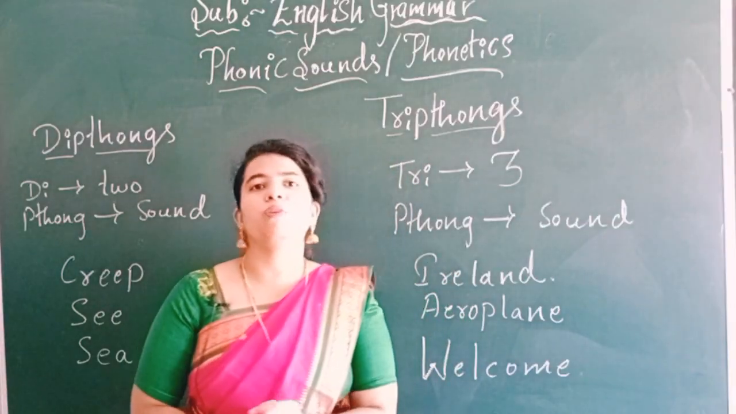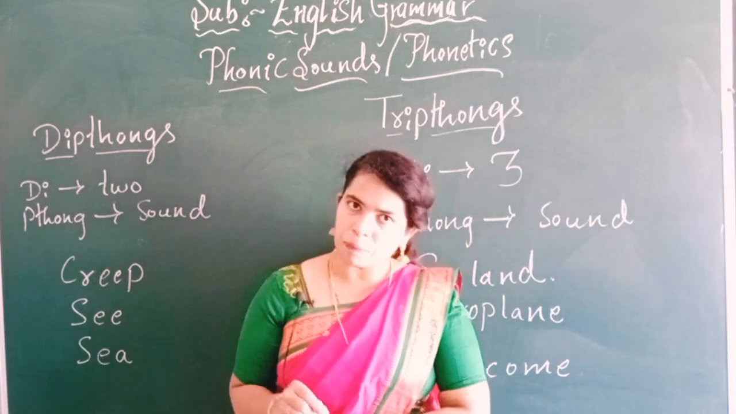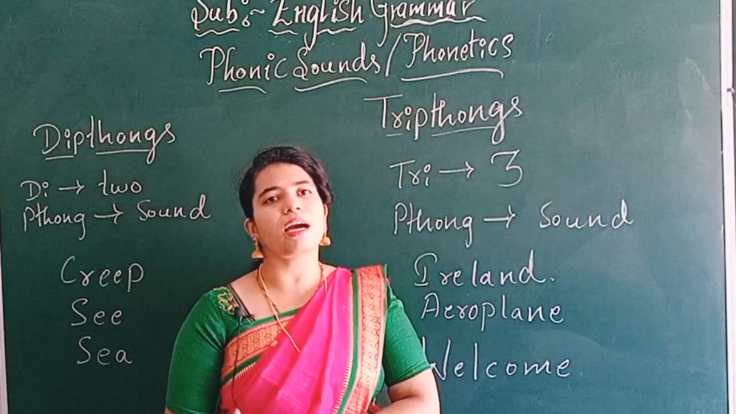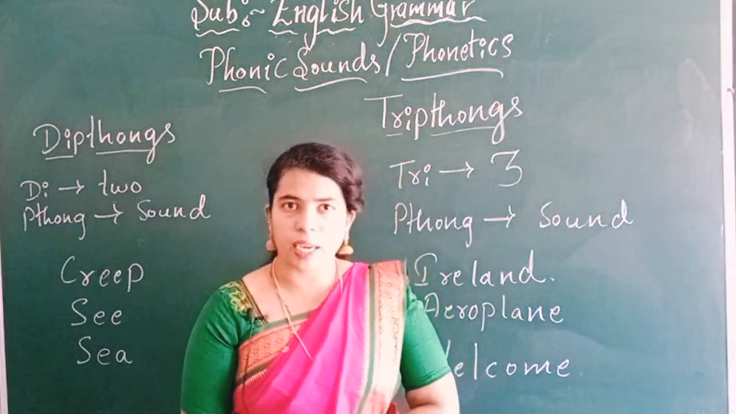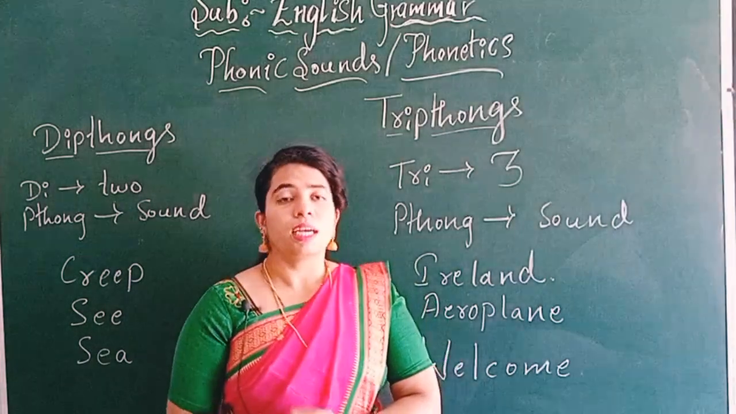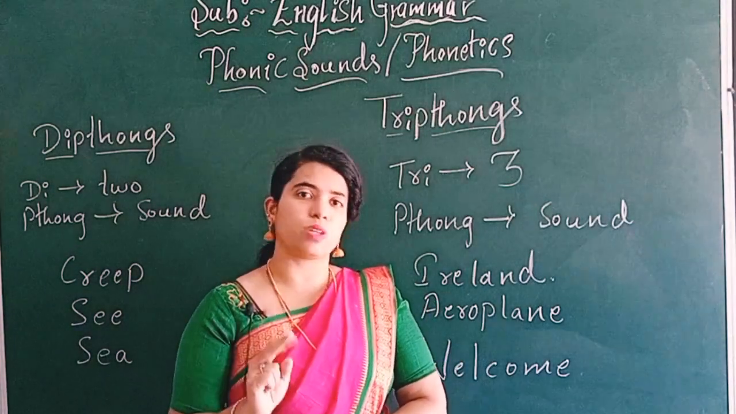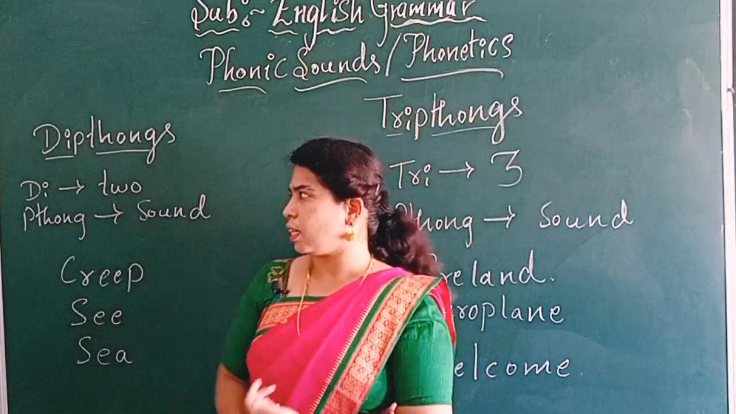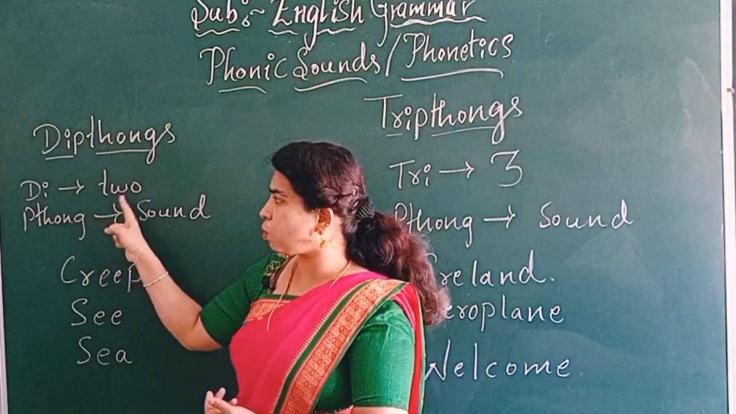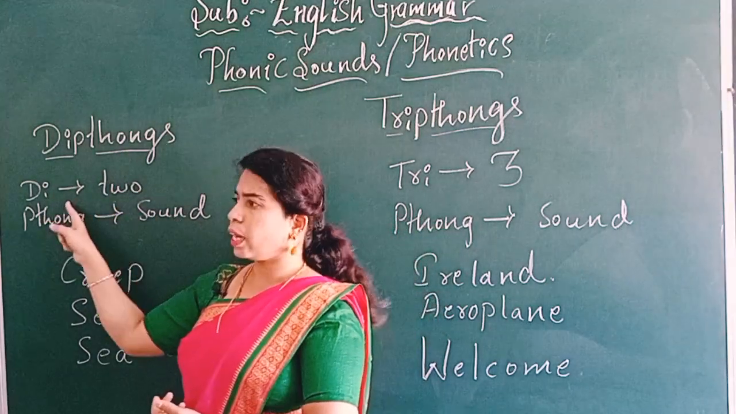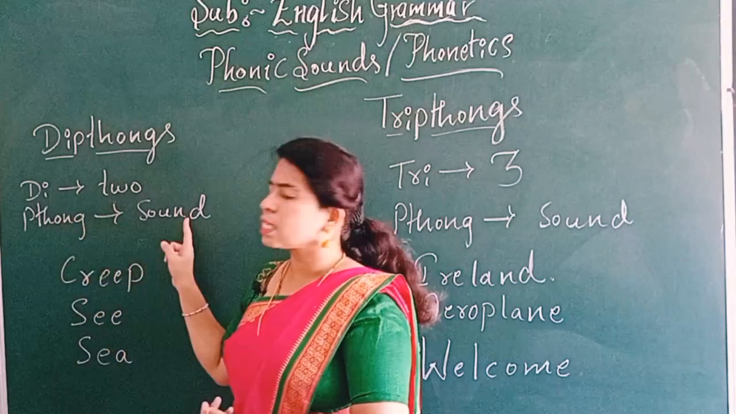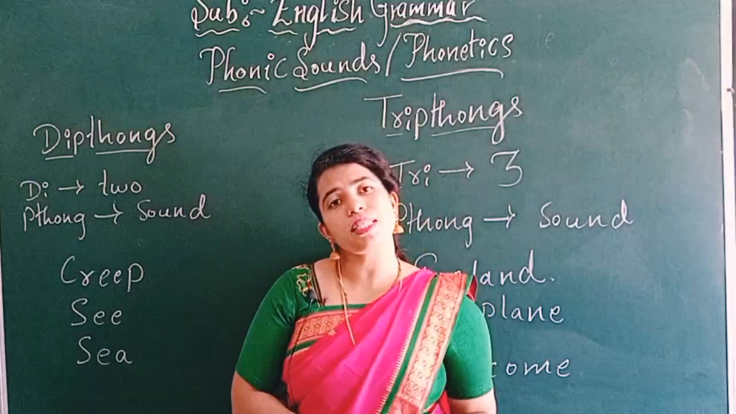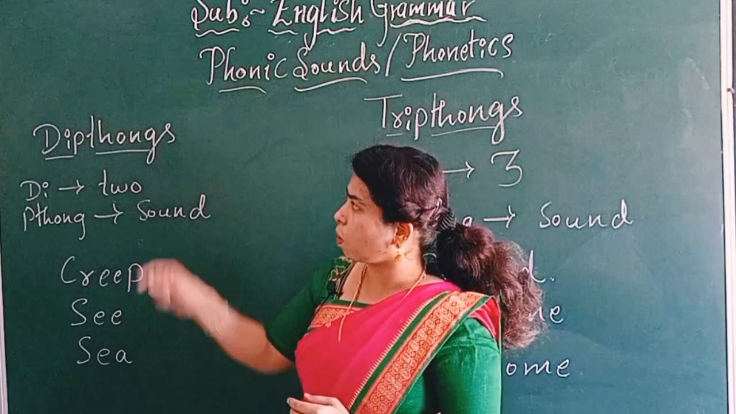Now, we already know vowels. In any word, where vowels appear, they are called vowels, and without the help of vowels, we can't form a single word. That is the quality of vowels. Now coming to another two functions of vowels, diphthongs and triphthongs. Di means two, thong means sound. Whenever two vowel sounds appear at the same time in a word, those words are called diphthongs.